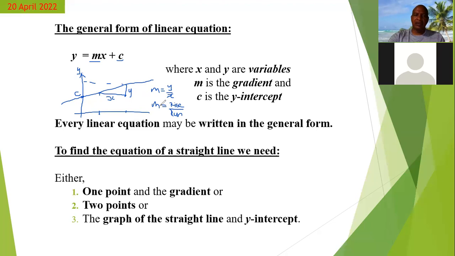All right, so once you find what M is by doing this calculation, you put the value of M in this equation. Whatever M is, you replace this M with the value. Whatever C is on the graph, you replace this C with the value, and that gives you the equation of the line. Is that clear, guys?